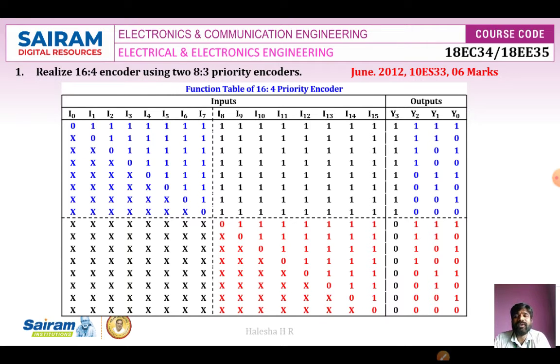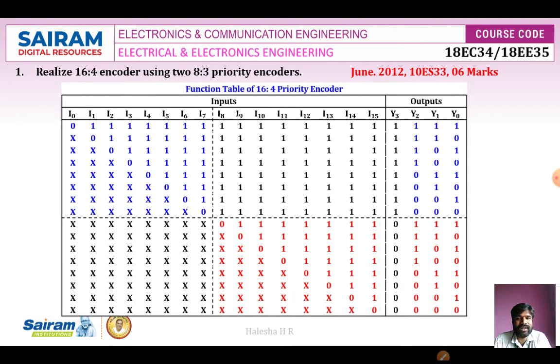Correct? So when the first one is selected, that is I0 to I7, I8 to I15 are not selected. I mean, the second priority encoder need not be selected. So when the first priority encoder is selected, we need not select the second one. And when we are selecting the second one, when the first one is all, don't care.